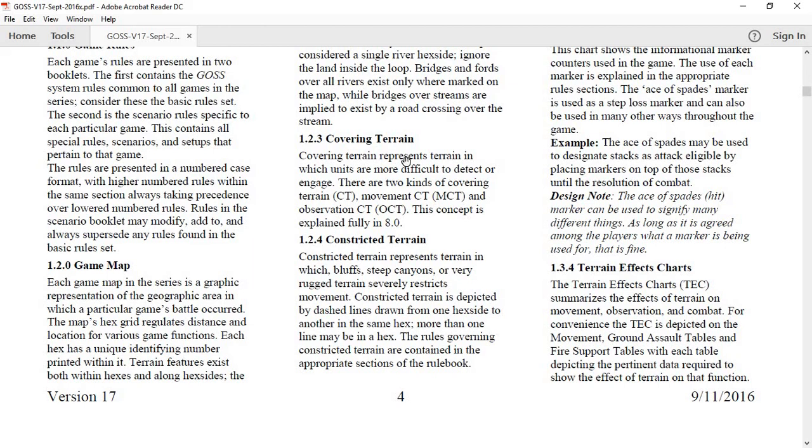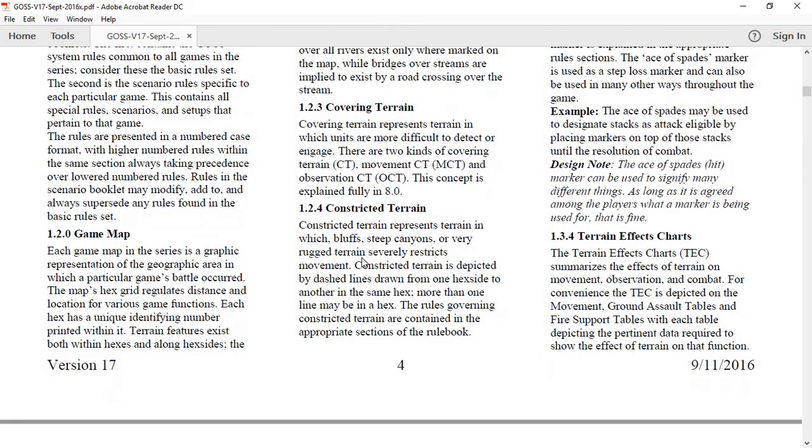Covering terrain. Covering terrain represents terrain in which units are more difficult to detect or engage. There are two kinds of covering terrain, or CT: movement CT, MCT, and observation CT, or OCT. This concept is explained fully in 8.0. Constricted terrain.